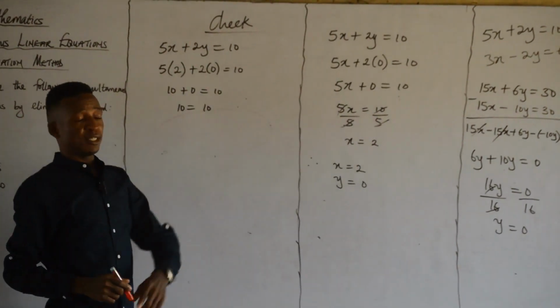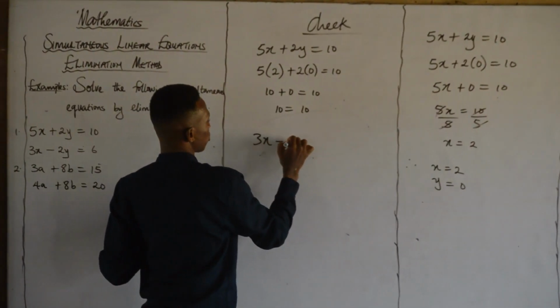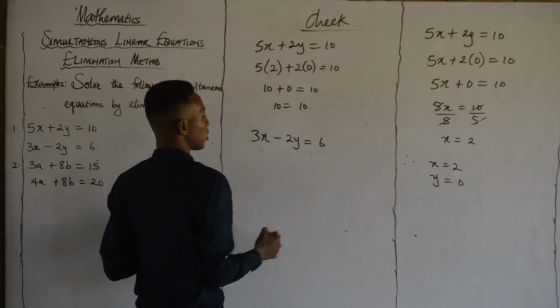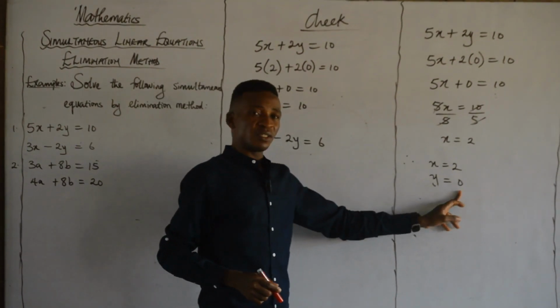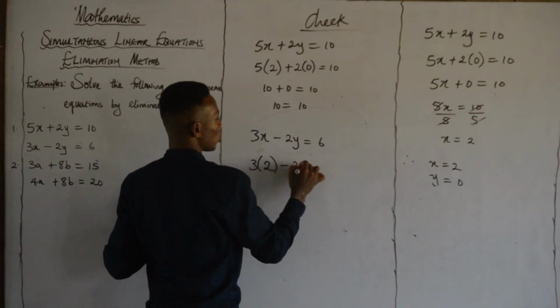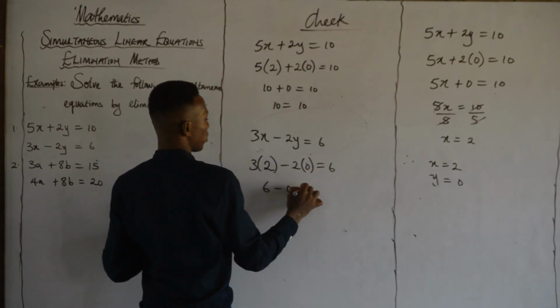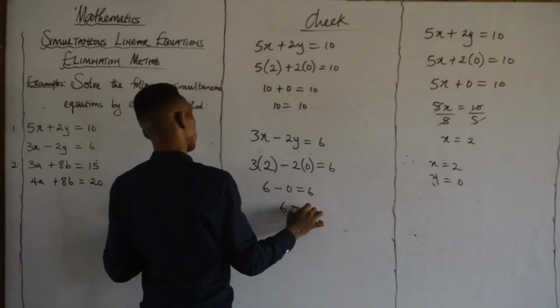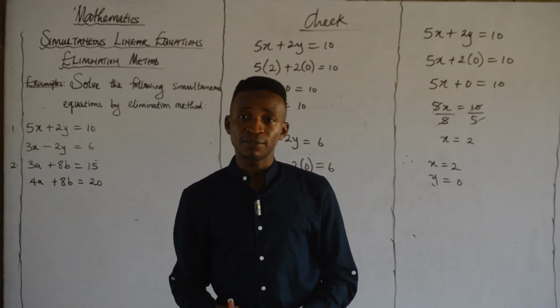We go to the second equation now. 3x minus 2y equals 6. Our x is 2 and the y is 0. So that means we have 3 into bracket 2 minus 2 into bracket 0 equals 6. 6 minus 0 equals 6. 6 equals 6. The same way, your LHS is equal to RHS in the first equation.